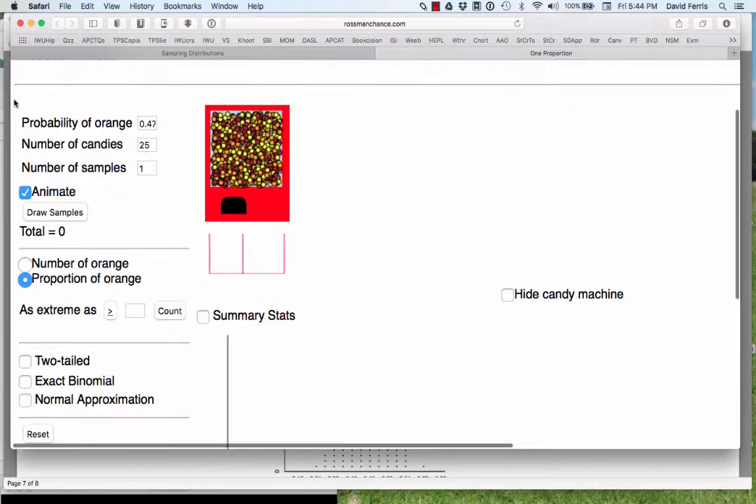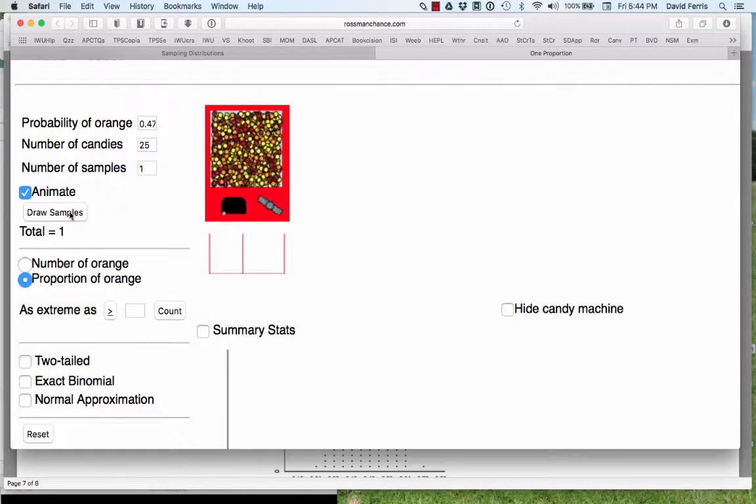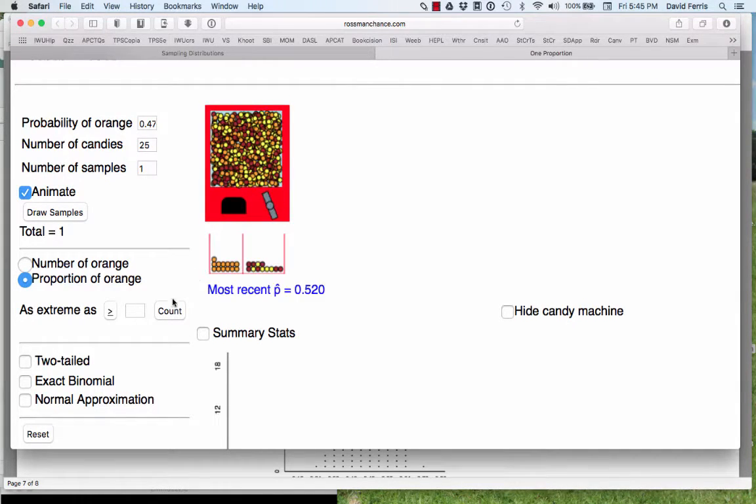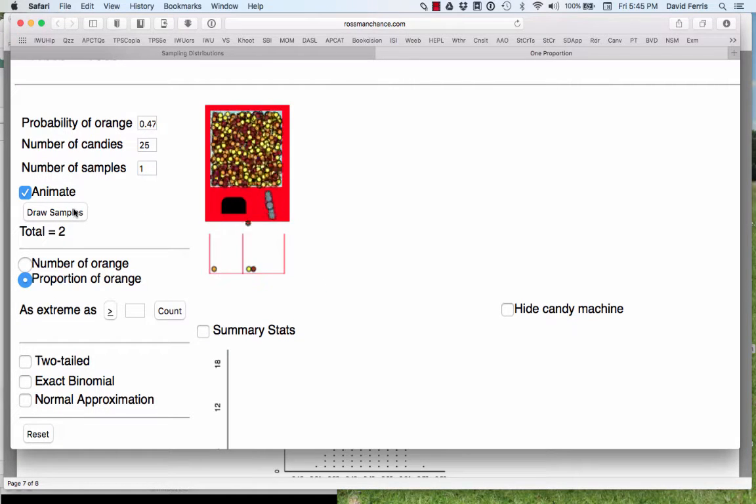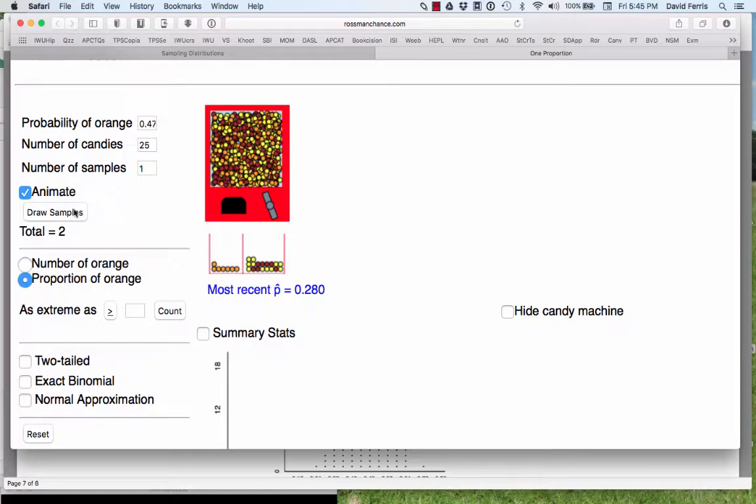So this little applet is going to sample taking 25 Reese's Pieces out of the population of all Reese's Pieces, and then calculate the proportion of those that are orange. So this one was 52% orange. The next one, if they draw 25 Reese's Pieces out of a bag, out of the population, this time they got 28%. So you notice there's a lot of variety.